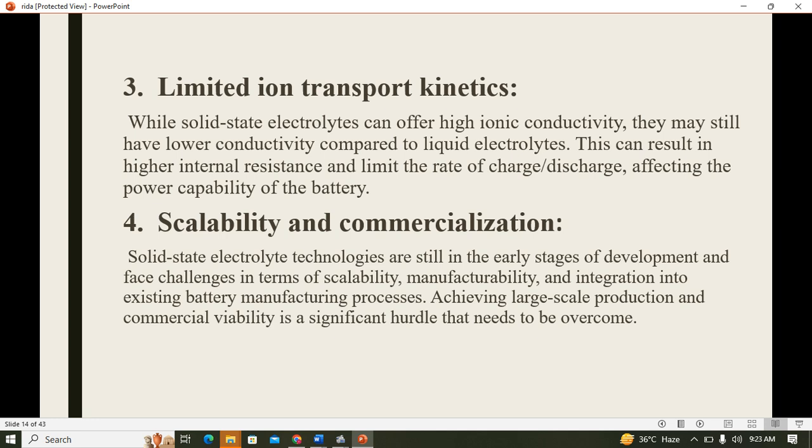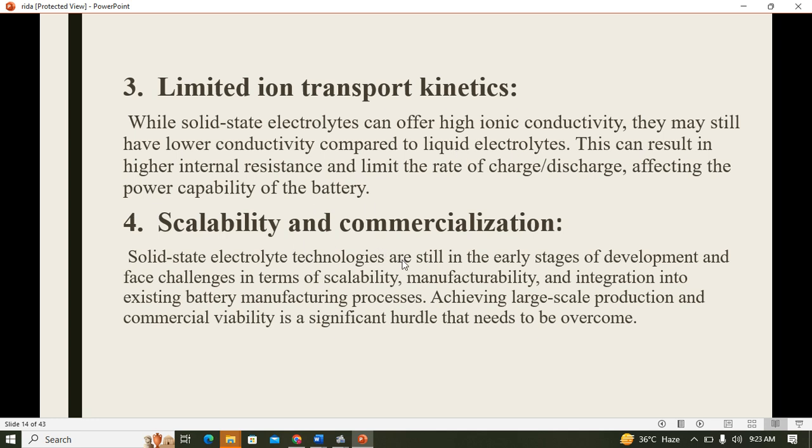The fourth one is scalability and commercialization. To produce any chemical in the industry at a very high rate, its cost should be very low. In solid state batteries, the chemicals and products which are used in it are very expensive, which results in low scale production.